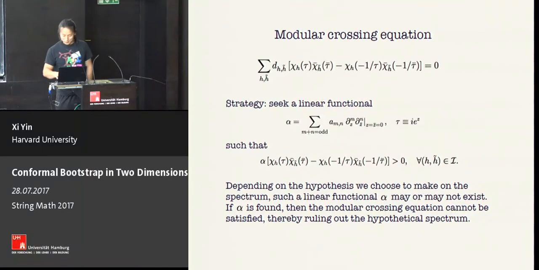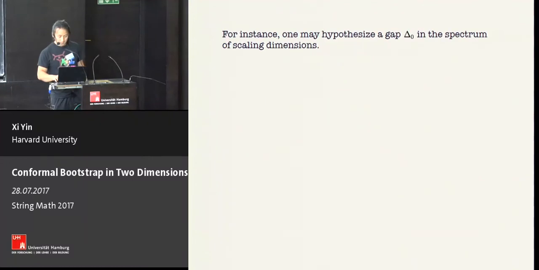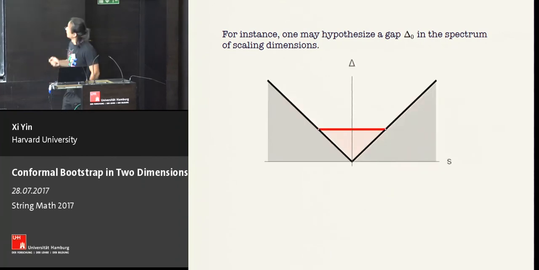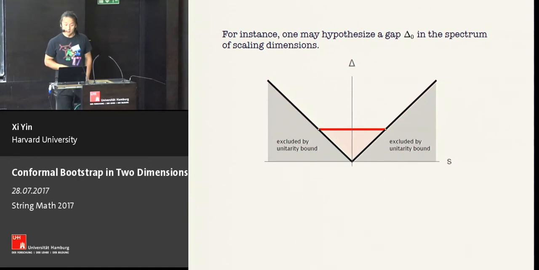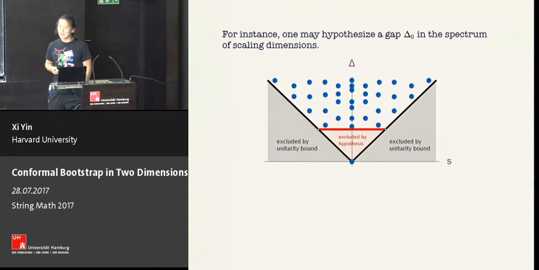This very simple idea appears to be quite powerful, in fact. Just to give you an example, one type of hypothesis you can make on the spectrum is a gap in the scaling dimensions. That is, you always have a vacuum state, which corresponds to the identity operator that has dimension 0, and maybe there's a gap called delta 0 above that. If you plot the dimension delta, which is the sum of the holomorphic and anti-holomorphic weights, against the spin, which is the difference between the holomorphic and anti-holomorphic weights, these gray regions are excluded by the unitarity bound, so these are not allowed in a unitary conformal field theory. Assuming a gap just means that I have, let's say, a vacuum state, the identity operator here, and then I exclude this region over here. But above that, anything is allowed.